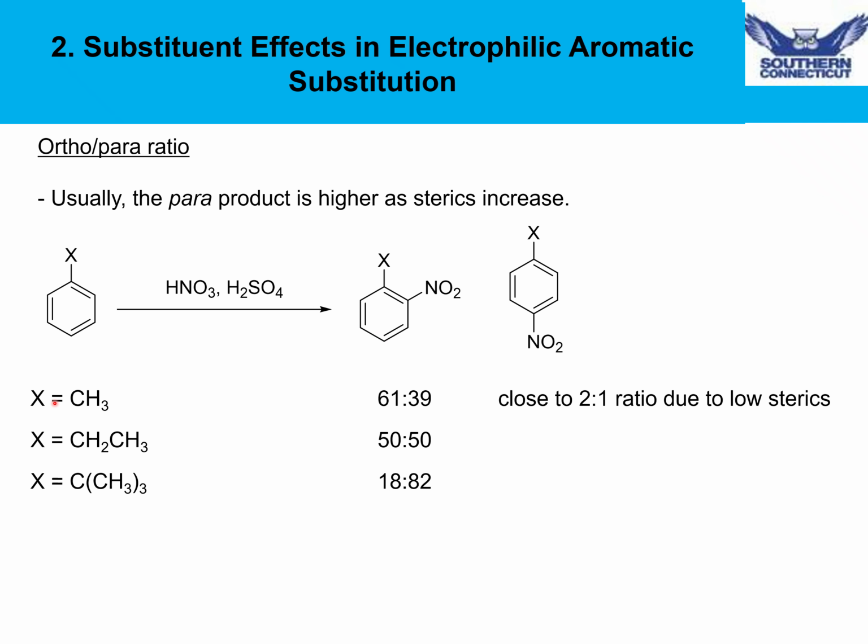As the size of the existing groups increase, for example, if we replace the methyl group with an ethyl group, the ratio will go down closer to being a 1-to-1 ratio, or in some cases, preferring the para substituted product. So with an ethyl group, we get a 1-to-1 ratio between ortho and para products. With a tert-butyl group, since it's such a large group, it blocks the ortho position to some extent, and we get primarily para substitution.